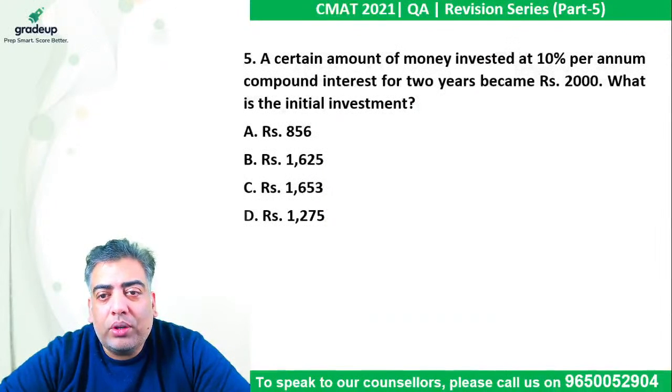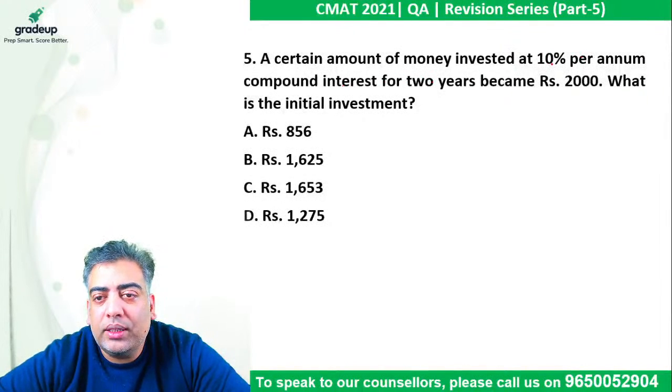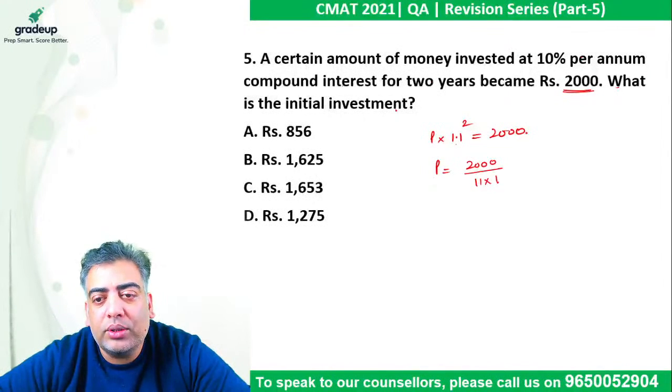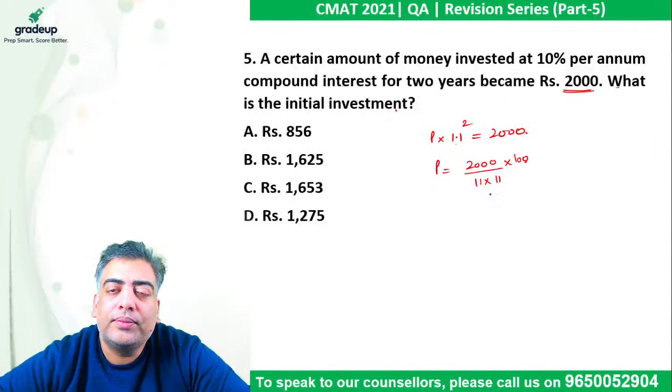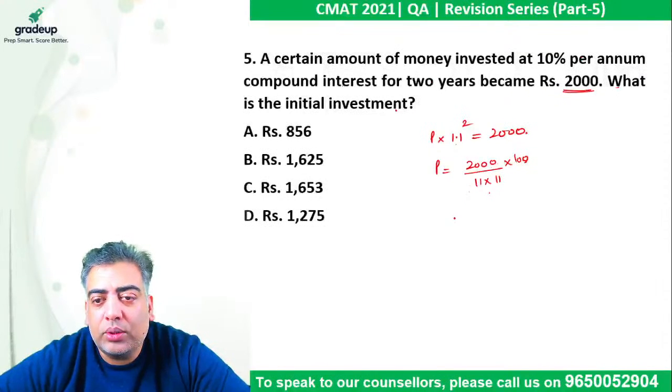So a certain amount of money invested at 10% per annum compound interest for 2 years became rupees 2000. What is the initial investment? So we all know that principal into 1 plus r by 100, which makes it 1.1 raised to power t, equals amount, which in this case is 2000. So principal must be 2000 divided by 1.1 square, which is 11 into 11, and 100 goes in the numerator. So we just need to cancel out by 11. So right, so I am writing the 2 zeros here also.